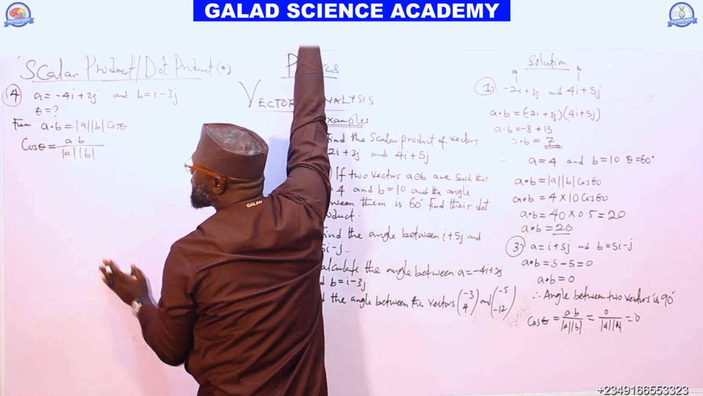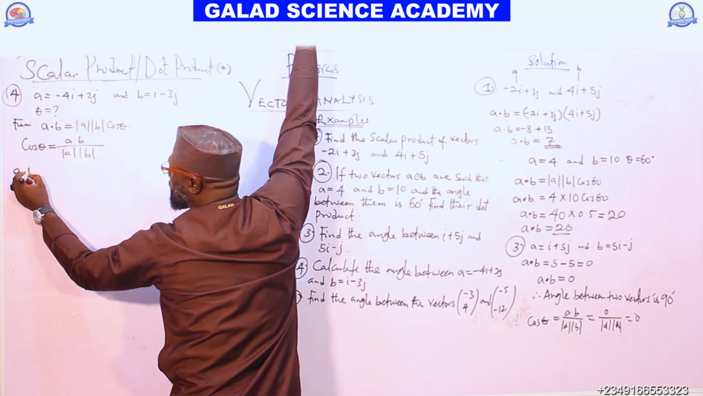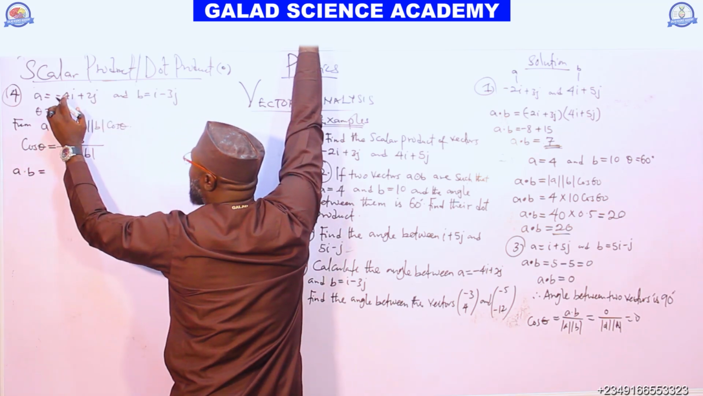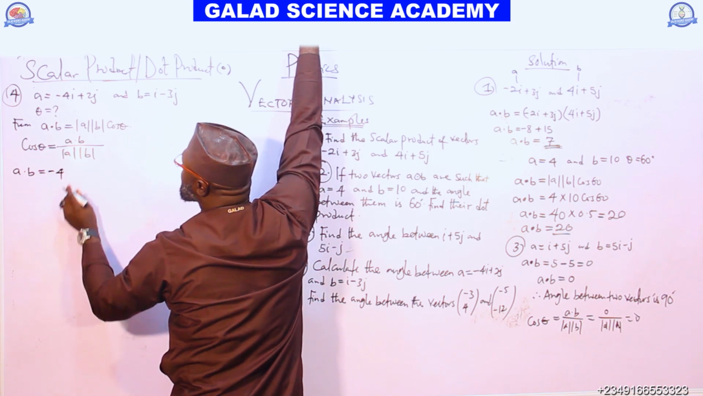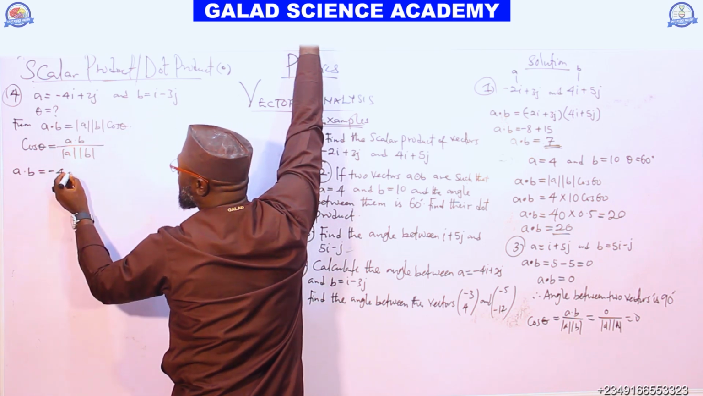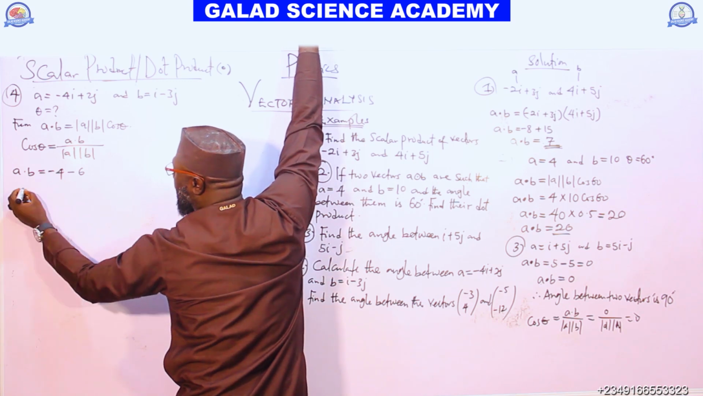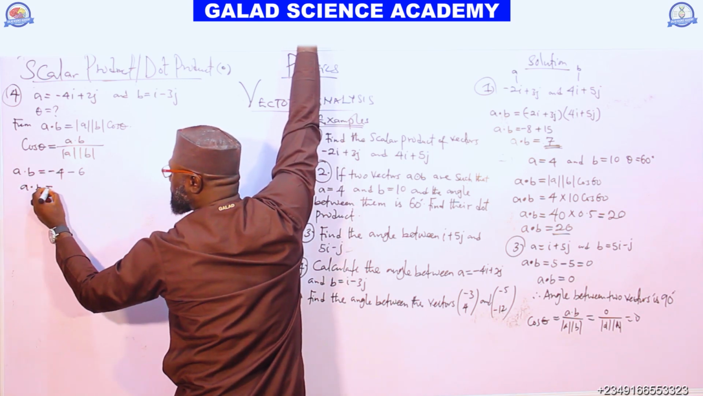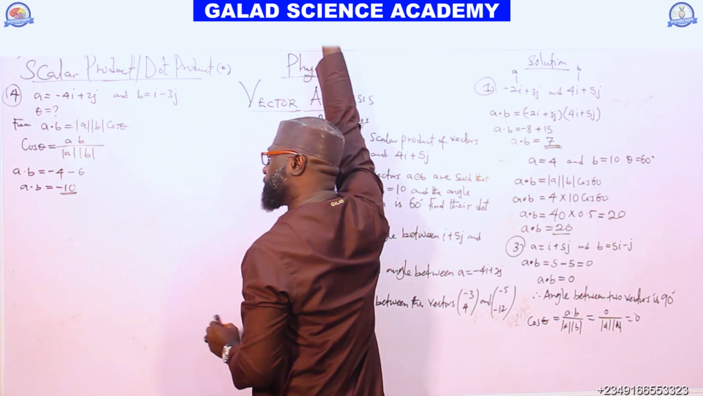First of all, let us find A dot B. Minus 4 times 1 gives us minus 4, plus 2 multiplied by minus 3 will be minus 6. So A dot B will now give us minus 10. The next thing is to find the A magnitude.